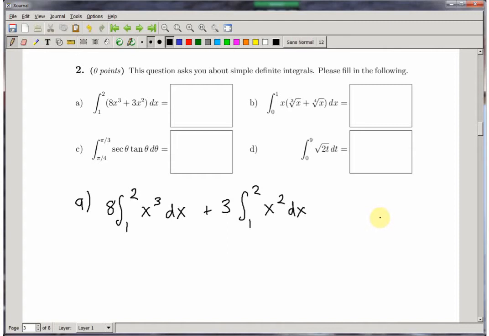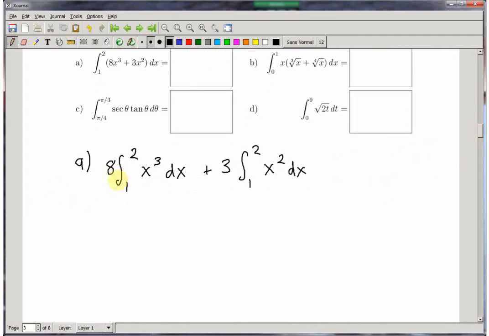And if you find that baffling, then the section of the textbook that you need to look at is the section on properties of the integral. So now the antiderivative is easy because we're in one of those basic forms. So let's go ahead and do this. Now this should be x to the fourth over 4, and the limits go from 1 to 2. And what happens here? I get 3 times x cubed over 3, and the limits go from 1 to 2.